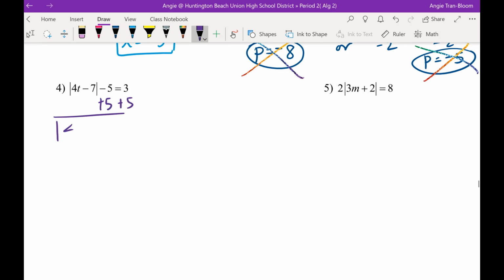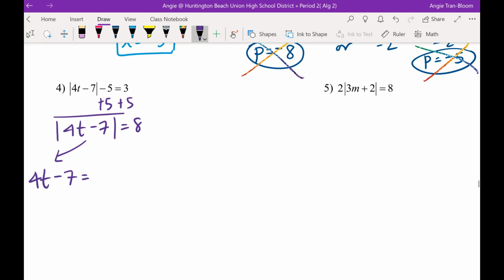So absolute value of 4t minus 7 equals 8. Don't forget to carry down the absolute value. If you don't have an absolute value, class, I will mark it incorrect. So carry down the absolute value. So now the absolute value is all by itself. What's our next move? That's right. Let's do it. Here we go.